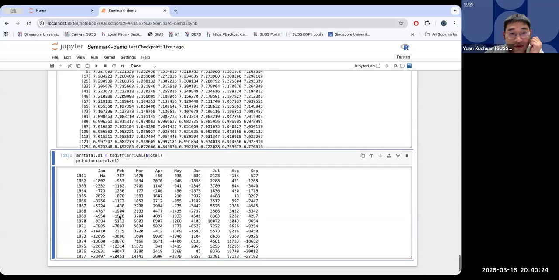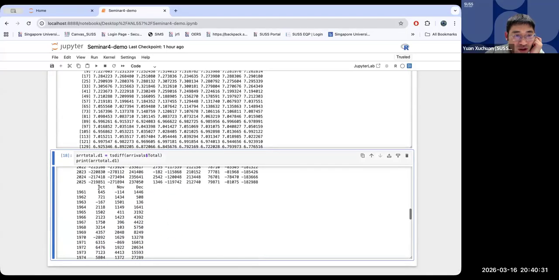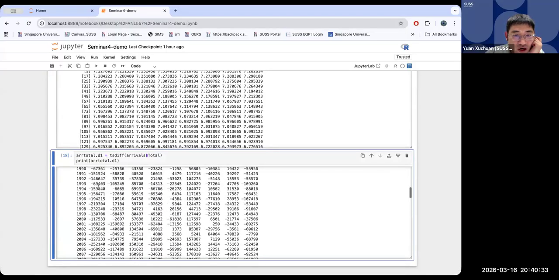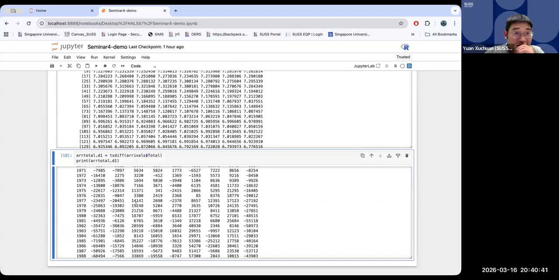Okay, so it is monthly data, right? Monthly data from 1961 to December 2025. Now we want to see whether this first difference series is stationary or not.